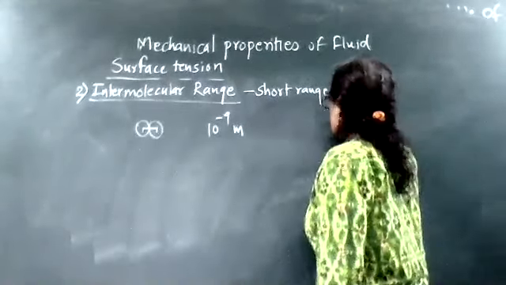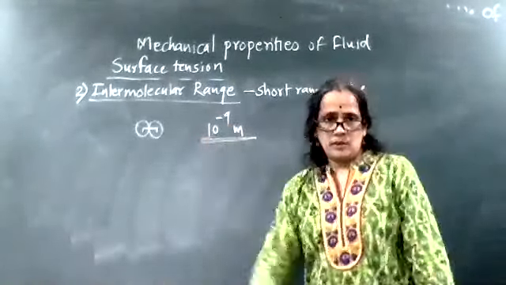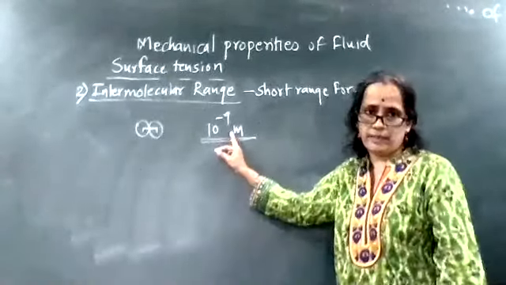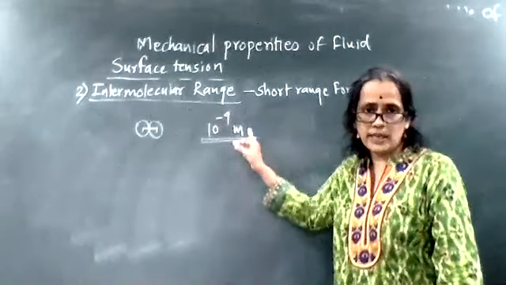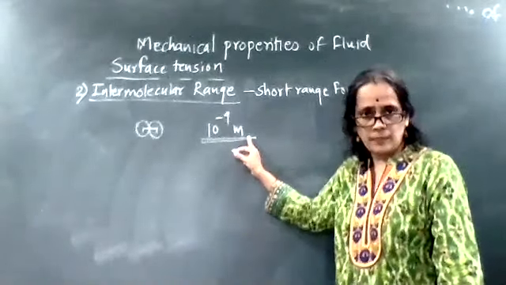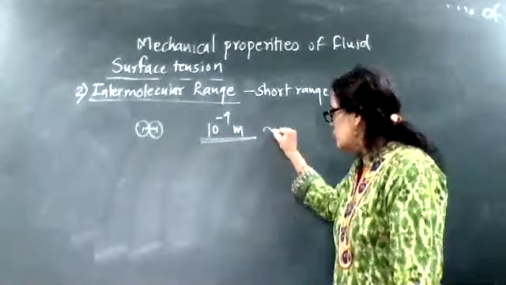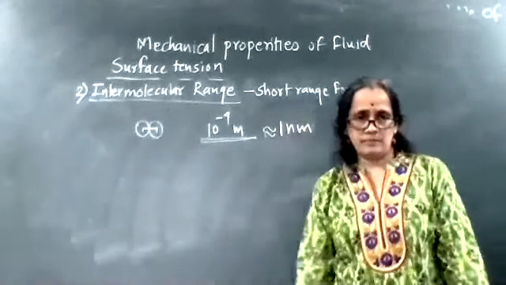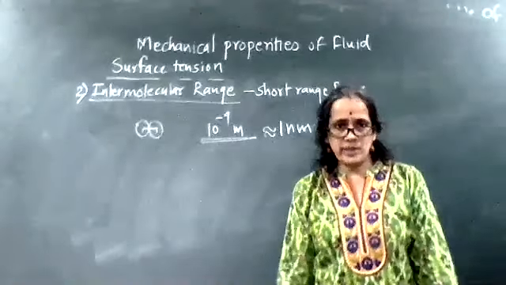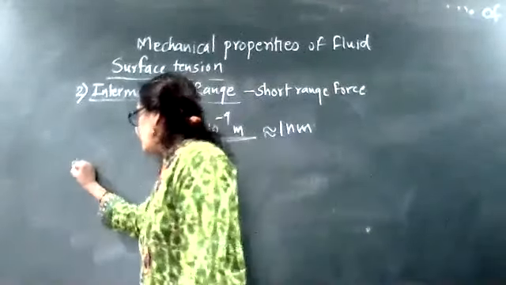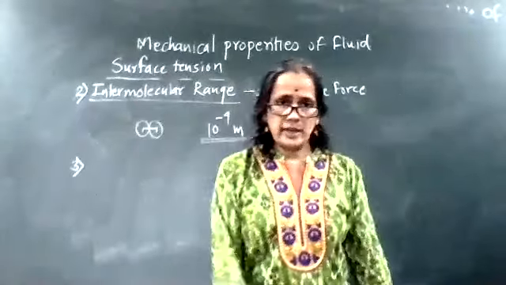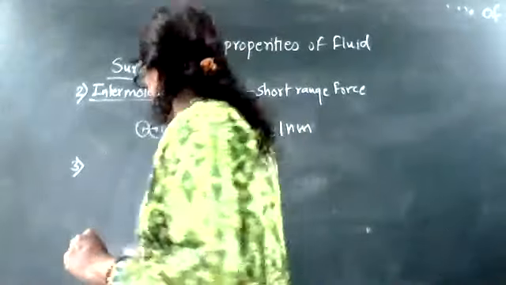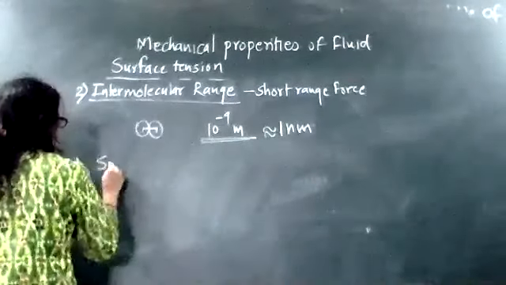So here is your MCQ. The value of intermolecular range in case of solid and liquid is 10 raised to minus 9 meter, right? Or it is also equivalent to a nanometer, 1 nanometer. Got it? So this is nothing but your intermolecular range. Then the third term is what is to be called the sphere of influence.